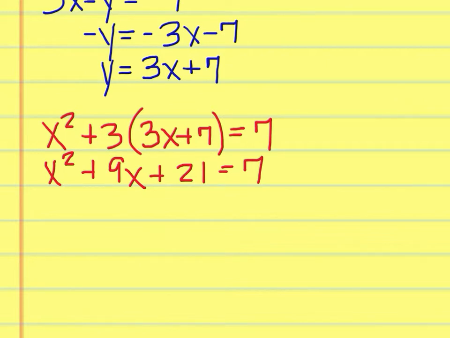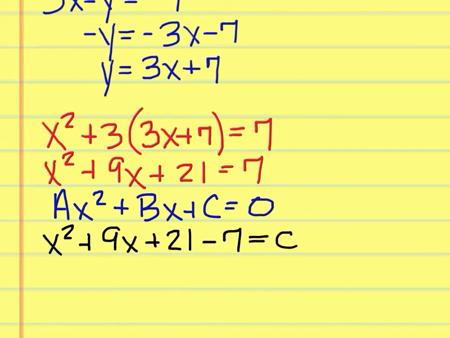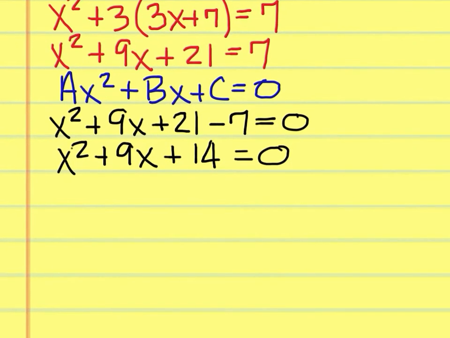And now we need a quadratic equation of this form, ax squared plus bx plus c equals 0. So we're going to keep the x squared and the 9x and the 21 on the left and move the 7 over with it, changing the sign. Simplify your constants at the end. Since we do not have a number other than 1 on the x squared, this may be easy to factor.